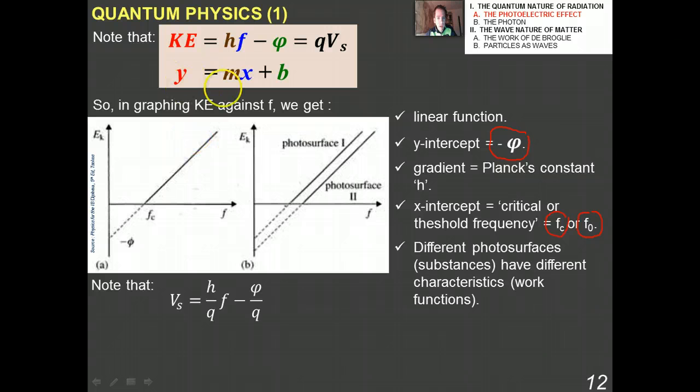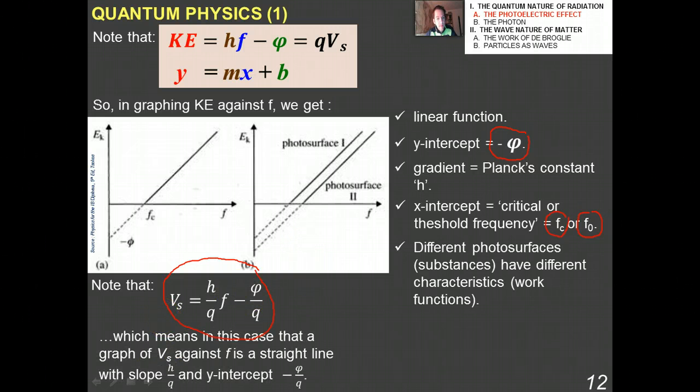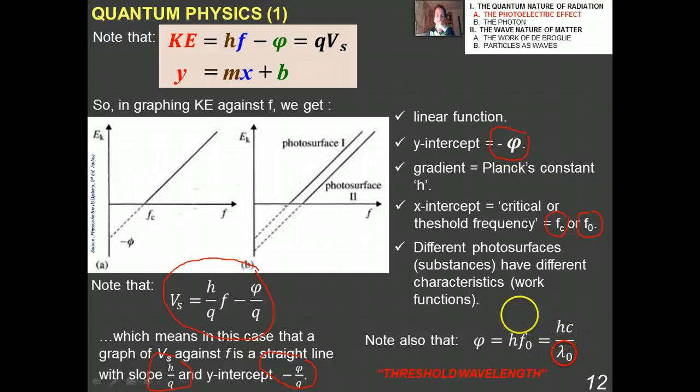Now, note that from this equation I can rearrange it like this, where V sub s is hf over q minus phi over q, okay, which means in that case, if you were to graph the stopping voltage against f, it's still a straight line, but the slope is h over q in that case, and the intercept is negative phi over q. Okay. Note also that phi is hf naught, and hf naught, which is the energy of a photon at its critical or threshold frequency, is hc over lambda naught. So we could also characterize the threshold frequency by the threshold wavelength, which is lambda naught. Okay. You getting all this?